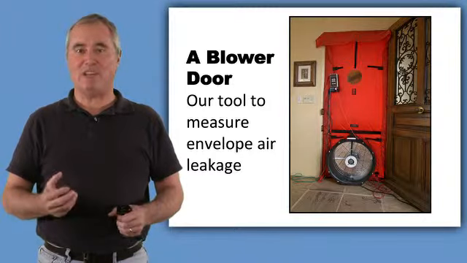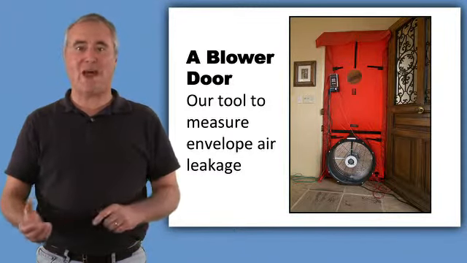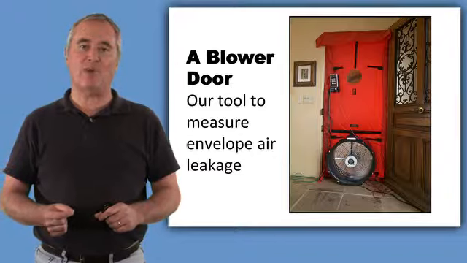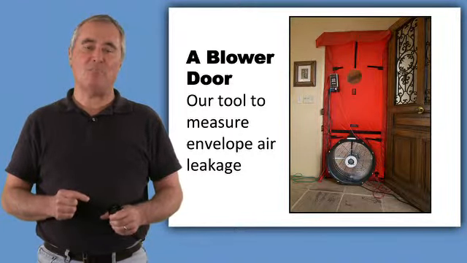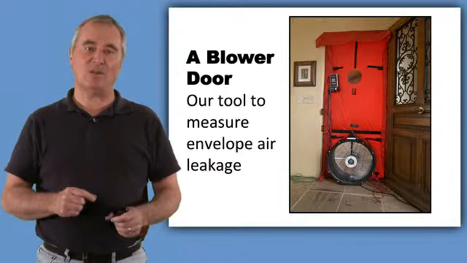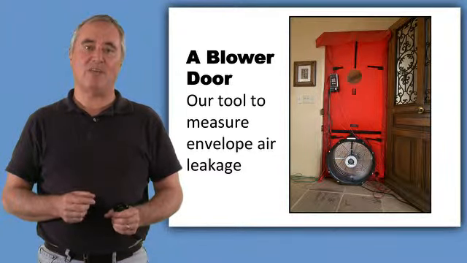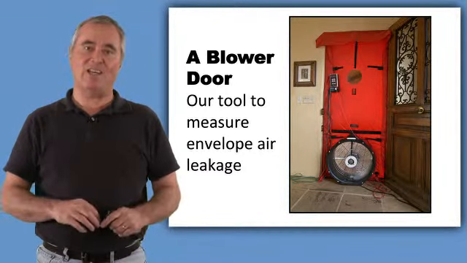So if we, for example, can exhaust 2,000 cubic feet per minute of air through our blower door with all the doors and windows closed, that means the leaks in that house equate to 2,000 CFM of air leakage.